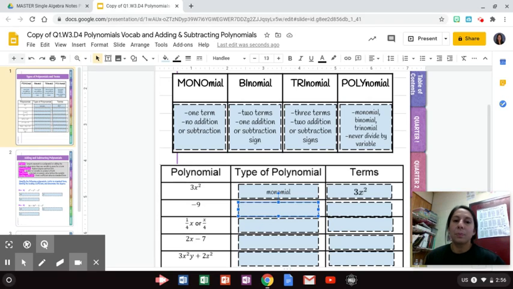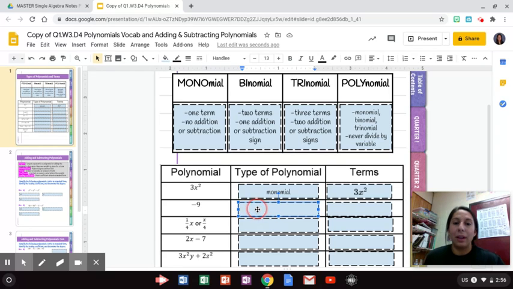The next problem is -9. This does not have an addition or subtraction sign. It's just a -9. So this is actually called a monomial as well. Monomial. Now our only term here is the -9, so we're just going to go ahead and write -9.